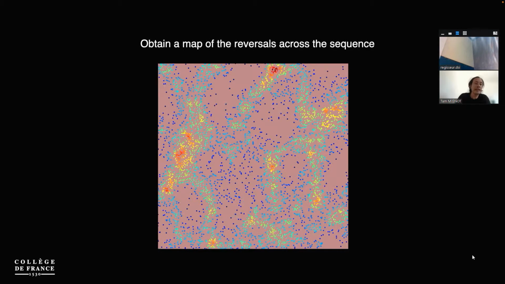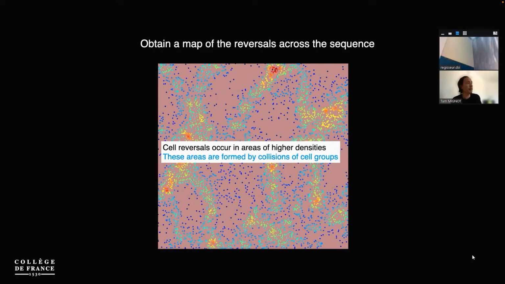Now here you need to remember that the cells move as a two-dimensional layer across the entire movie, which suggests that the densities are formed by colliding cell groups and that reversals occur when cells collide. And so the conclusion would be that the areas where the cells are reversing are formed by collisions of cell groups. So how could we prove this, or how could we measure this in better detail?